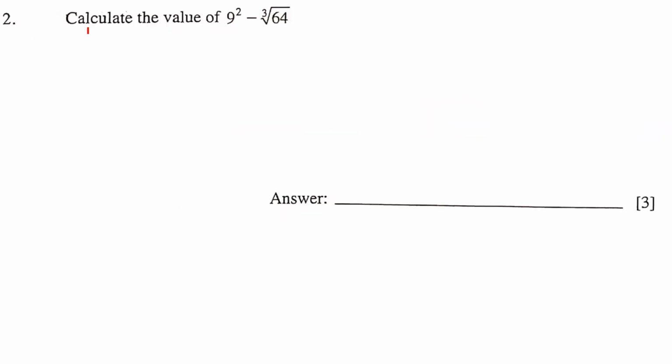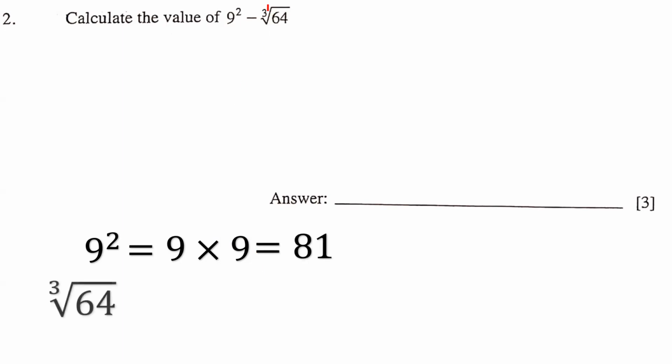Okay, now let's consider question number 2. Question number 2 says, calculate the value of 9 squared minus the cube root of 64. You may be familiar with the square root, but this is the cube root of 64. So the question is, how are we going to do it? Well, let's first consider 9 squared, or 9 to the power of 2. What does that mean? Well, 9 to the power of 2 simply means 9 times 9. And we know that 9 times 9 is 81.